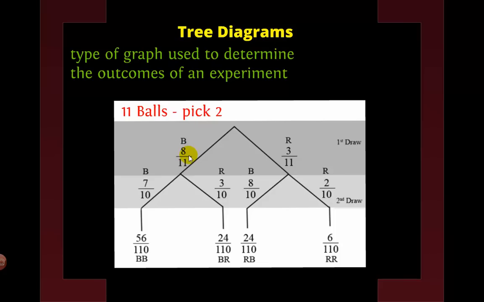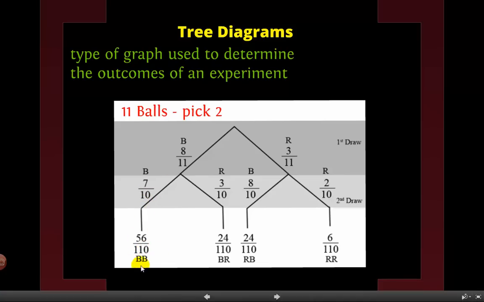But now we're going to pick a second ball. Well, if I take the probability to take another blue ball, there's now only 7 blue balls out of the 10. So that's where this comes in. But I might pick a red ball, and there's 3 red balls left out of the 10. So I have my trees coming down. And then I can multiply these pieces together. 8 times 7 is 56, and 10 times 11 is 110.